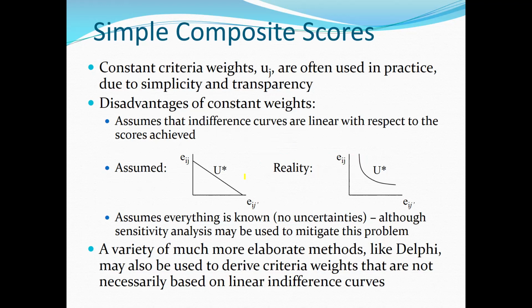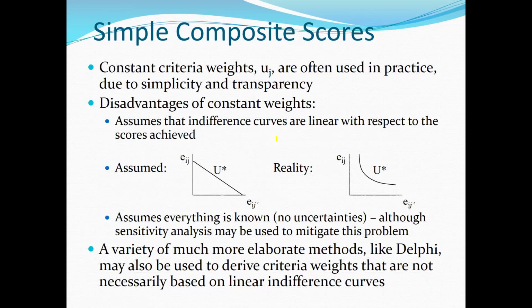Okay, so constant criteria weights are often used in practice due to simplicity and transparency. So it's easy to convey to somebody that we are assigning 70% to benefit cost ratio, 30% to jobs gained, for example, right? But that may not always be the case.